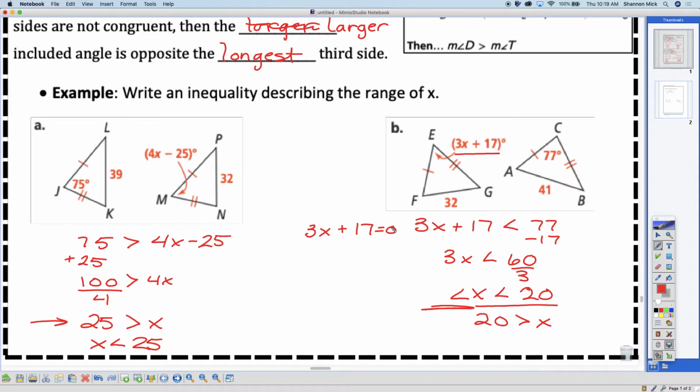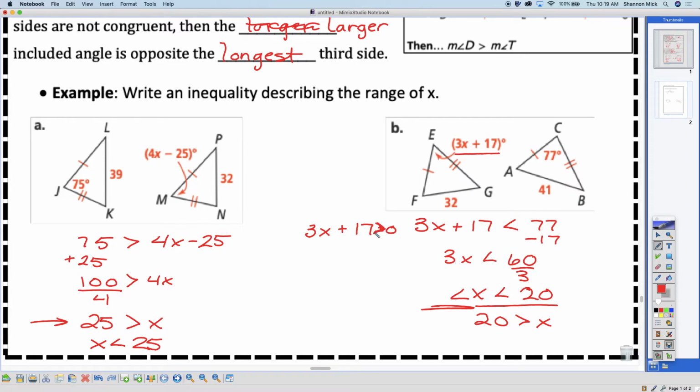Less than 7. 3. Less than 3. 2. Less than 2. 1. Less than 1. 0. Less than 0. Negative. Any negative. Can I have negative angles? That's what I'm asking. Can I have negative angles? No. So the smallest, this has to be bigger than 0.